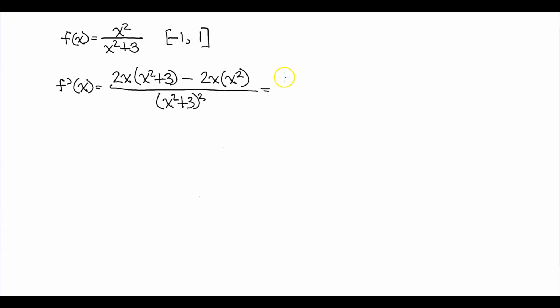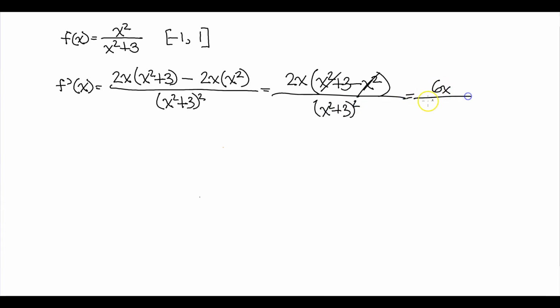And we get 2x. Well, we're not going to multiply this out because we have a common factor. What I'm going to do is factor 2x out. It's much more convenient. And these two cancel, and we have 6x over x squared plus 3 squared.